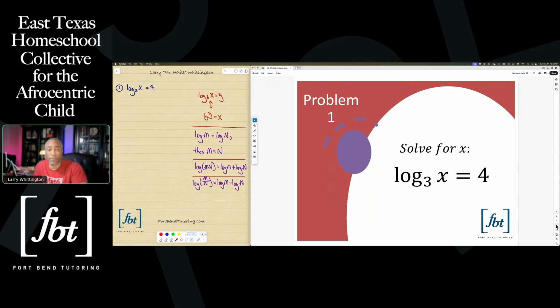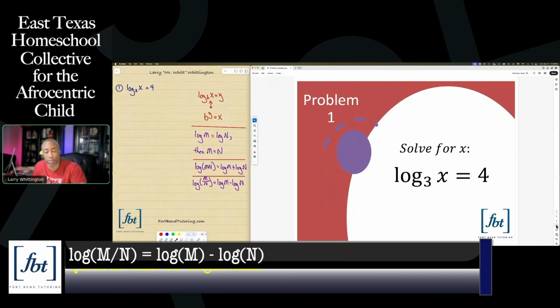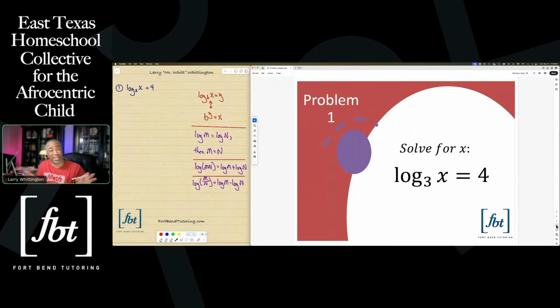And then, of course, the final one is called your quotient rule. The quotient rule for logarithms takes that ratio, that fraction there inside of the parentheses for the argument. And when you expand that, instead of addition this time, like in the product rule, you'll end up with subtraction. So it becomes the logarithm of m minus the logarithm of n.